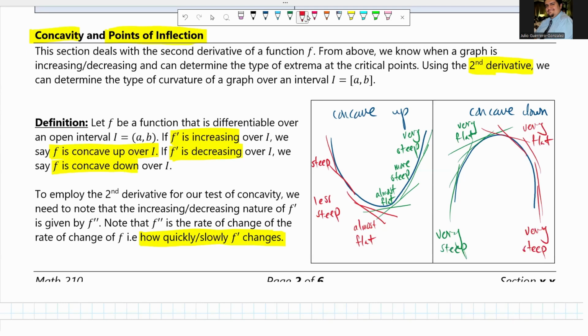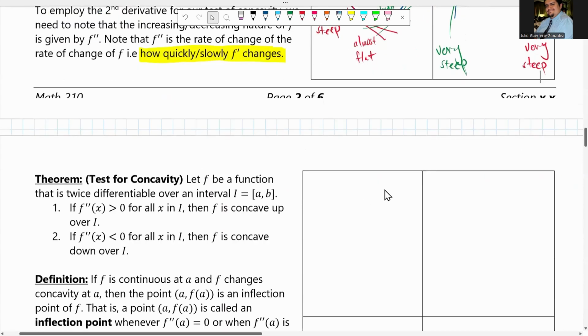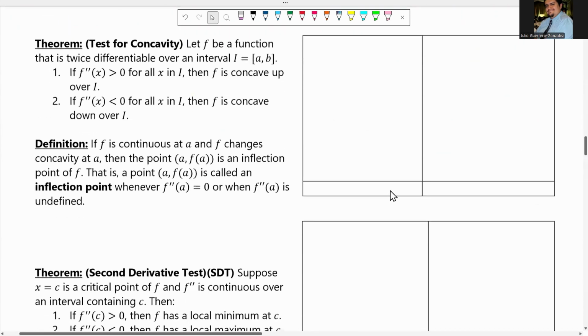All right, here we go. So now let's move on for the second of the tests for this section. It is the test for concavity. Okay, so I'm going to go back over here. This one's going to be the concave up. And the second one's going to be concave down. Okay, suppose you had a function that is twice differentiable over an interval AB.